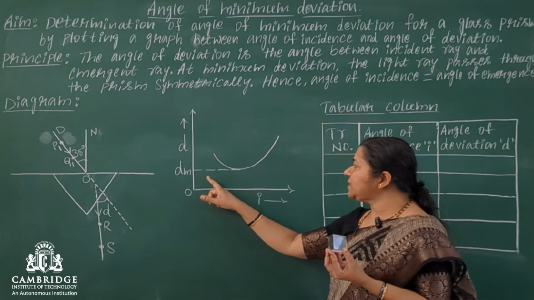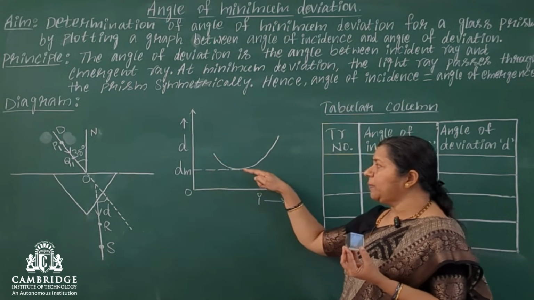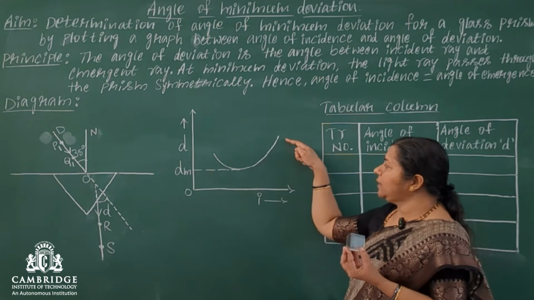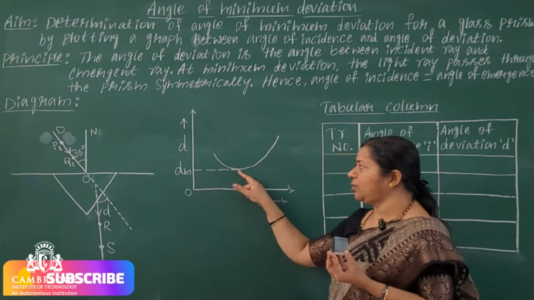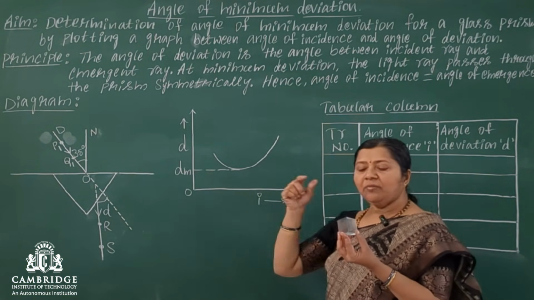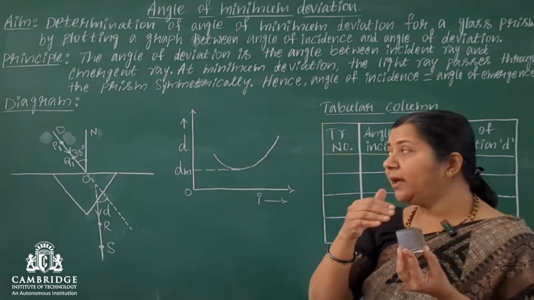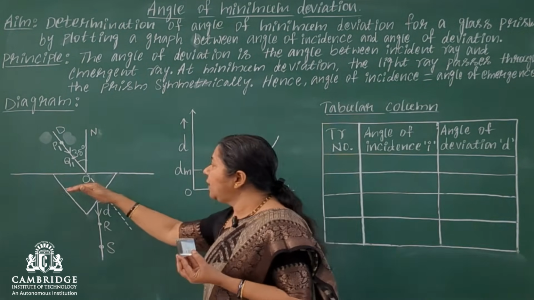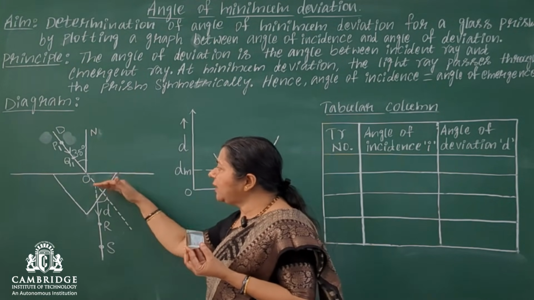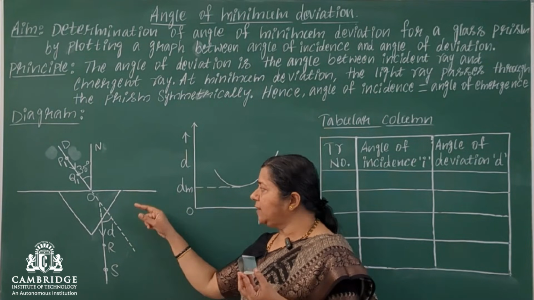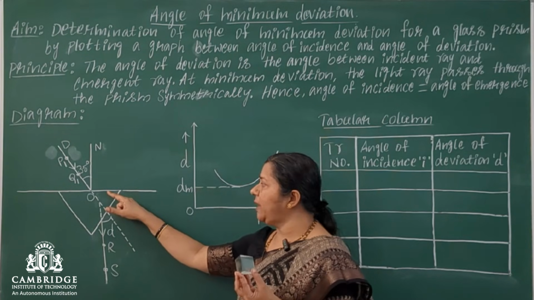As we keep increasing the angle of incidence, you can see in this reference graph that the angle of deviation decreases, becomes minimum, and again the value increases. For every prism there is a minimum deviation, called the angle of minimum deviation. When a ray is under the minimum deviation situation, the refracted ray inside will be parallel to the base of the prism.